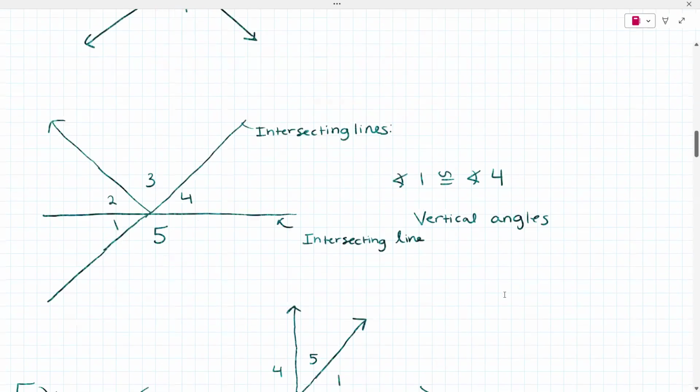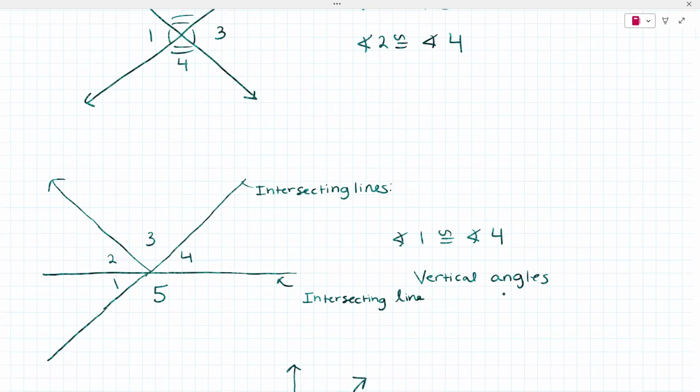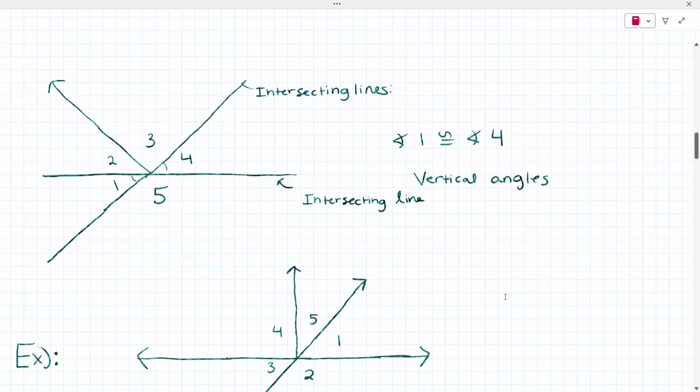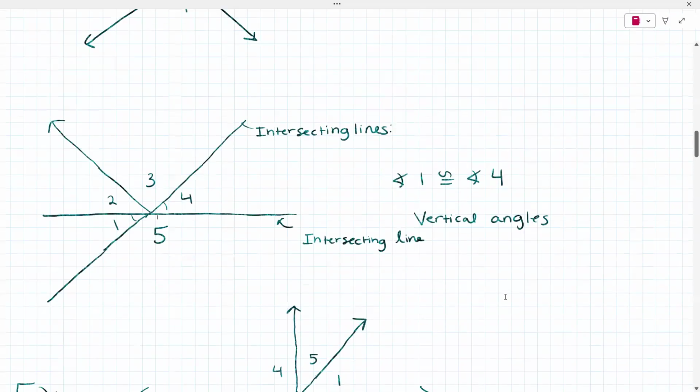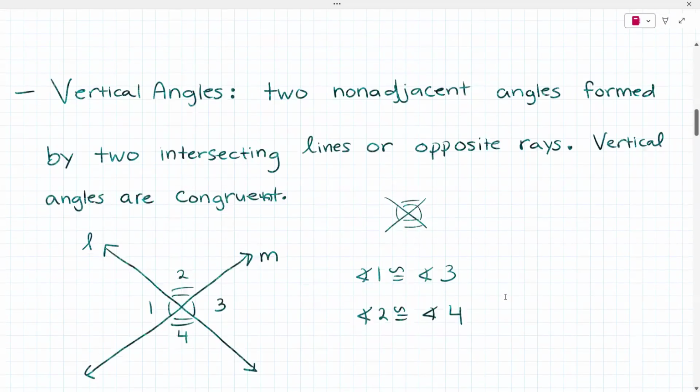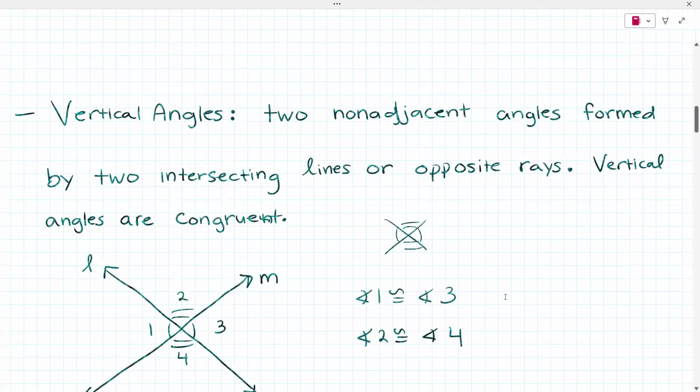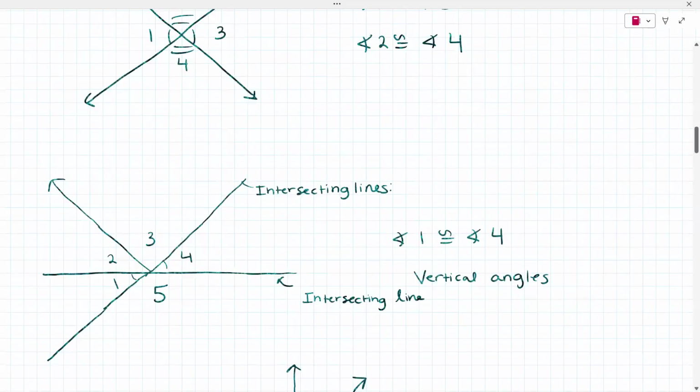Here's an example. You have two intersecting lines. This is one intersecting line and this is the other. And then we have angles 1, 2, 3, 4, 5. Angle 1 is congruent to angle 4. Why is that? Because they're vertical. This is an example because the vertical angles are formed by two intersecting lines.